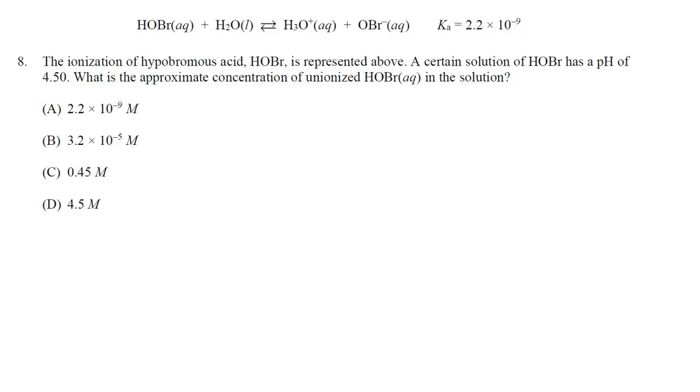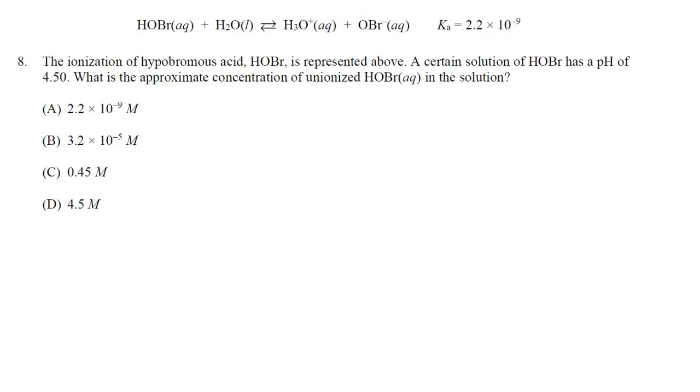In question 8, we are given a chemical equation, and it says that the ionization of hypobromous acid, which has the chemical formula HOBr, is represented above. So we can see in this chemical equation that the HOBr behaves as an acid. It is a proton donor, so it donates H plus to water. And then on the other side of the equation, we can see that it produces the hydronium ion, H3O plus, as well as the conjugate base, OBr minus.